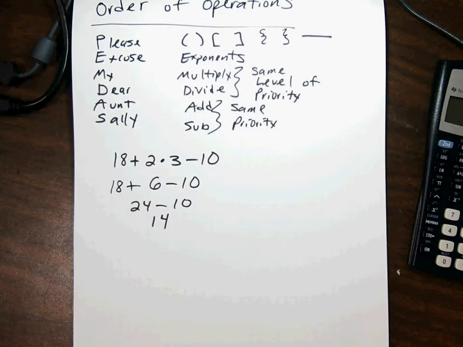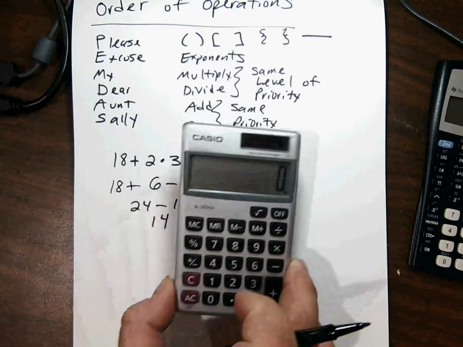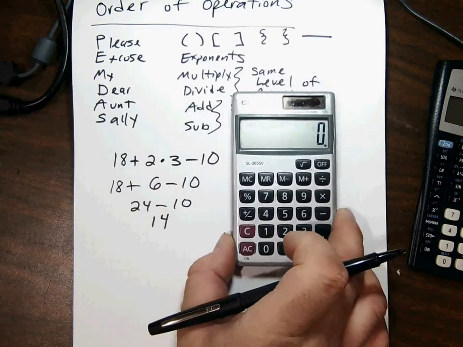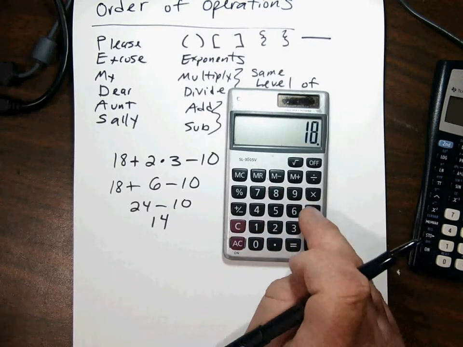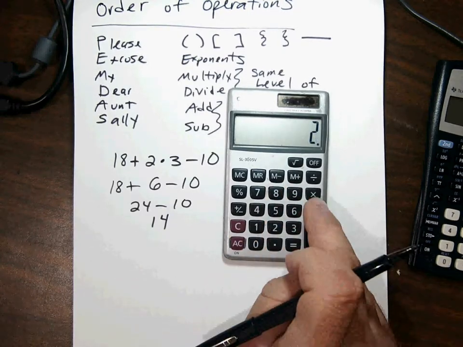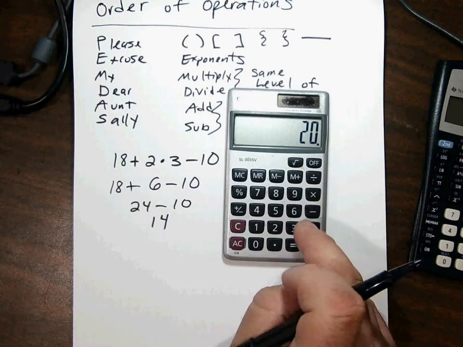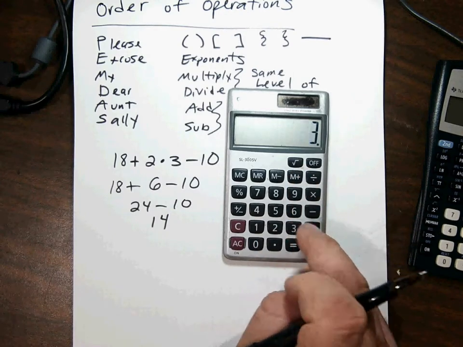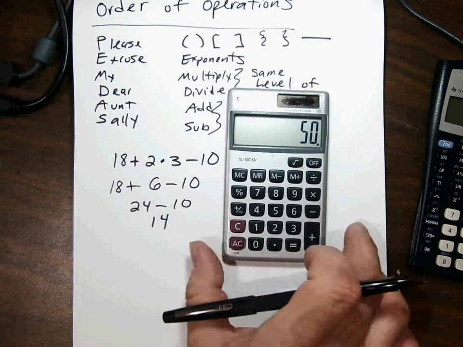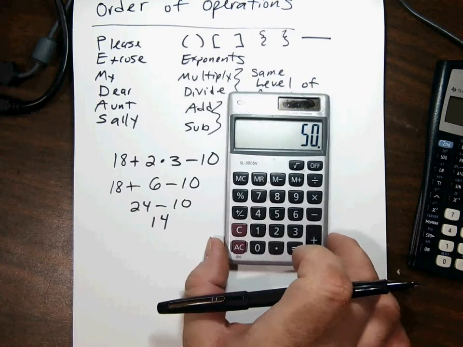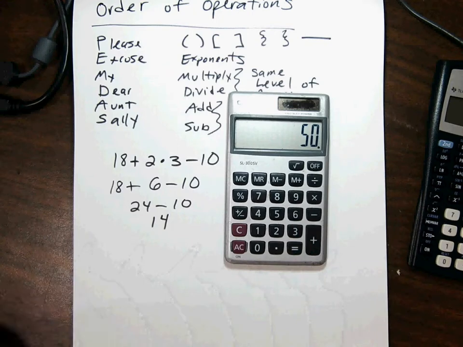Really, really basic calculators will not get this correct. I call them Mickey Mouse calculators. I keep one for that purpose. If I try to do this, 18 plus 2 times, see, it gave me a 20 right there. That's wrong. Times 3 minus 10, I'm all wrong. It gave me a 50. Mickey Mouse calculators do one thing at a time.